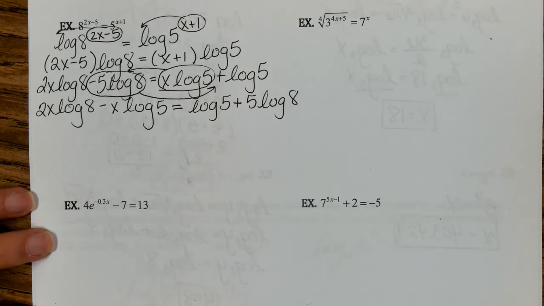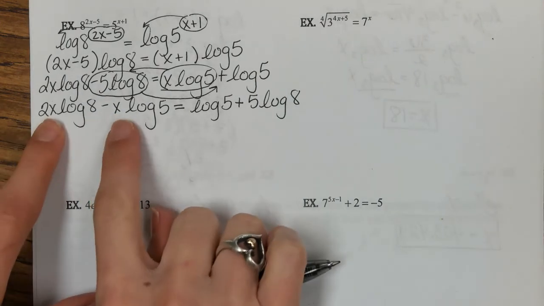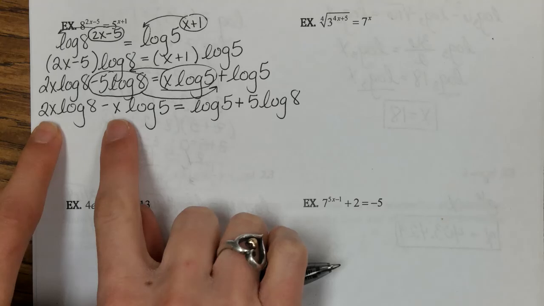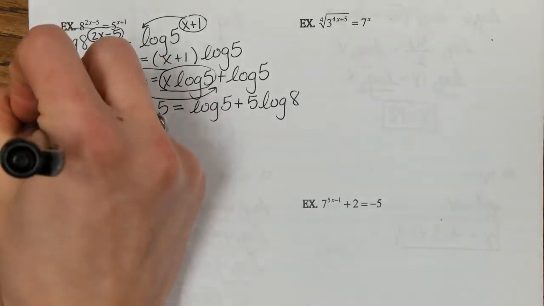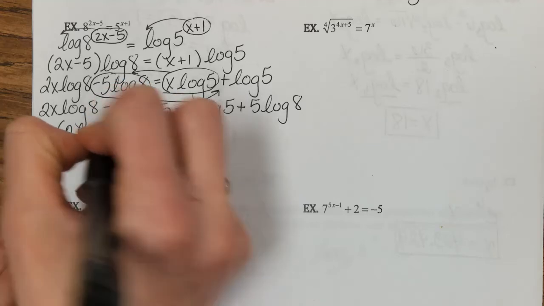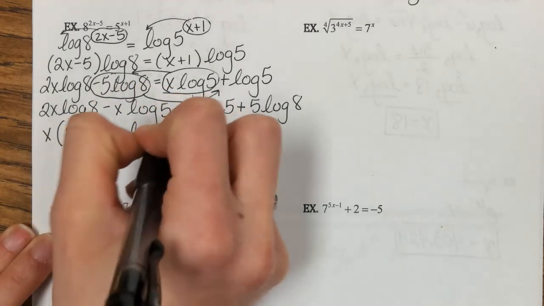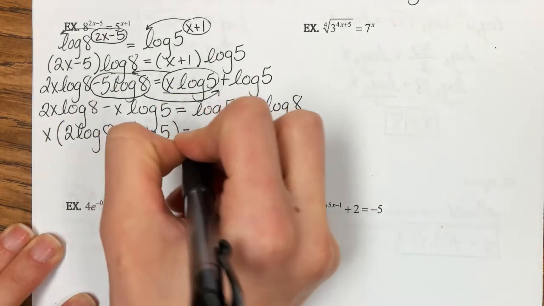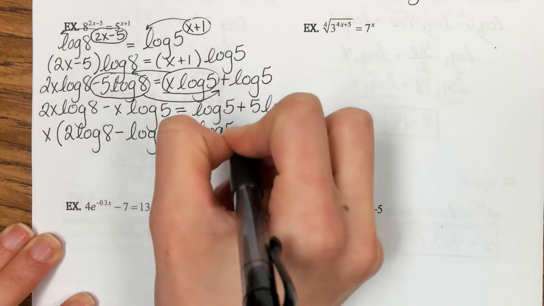I have an x in 2 terms. How am I going to take it into 1x? I can't do 2 minus 1. This is where you're going to factor out the x as a GCF. Okay, so I'm going to take out my x, and that's going to leave me with 2 log 8 minus log 5 equals log 5 plus 5 log 8.